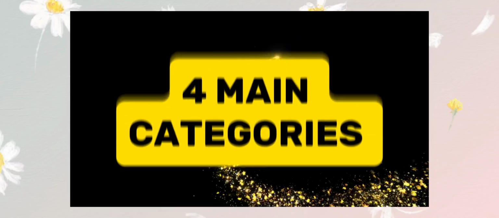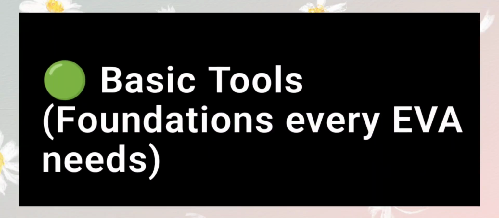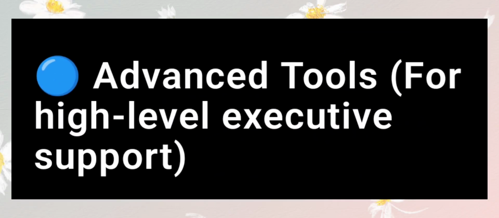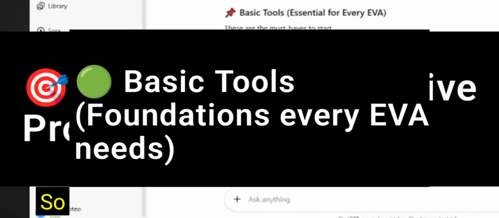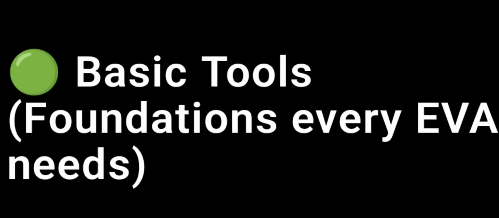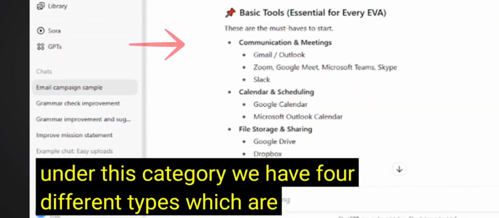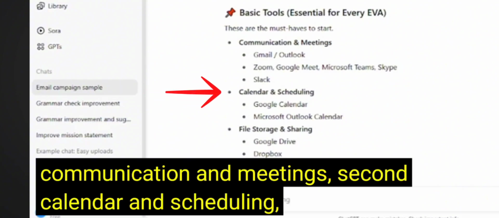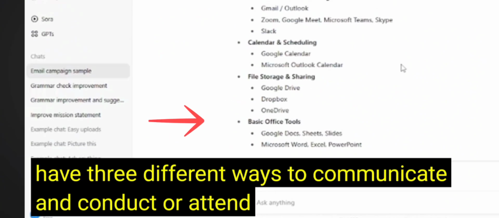There are four main categories of these tools: number one, basic tools; number two, intermediate tools; number three, advanced tools; and the last one is specialized or high level tools. So, first off, we have basic tools, and under this category, we have four different types, which are: first, communication and meetings; second, calendar and scheduling; third, file storage and sharing; and the fourth is basic office tools.